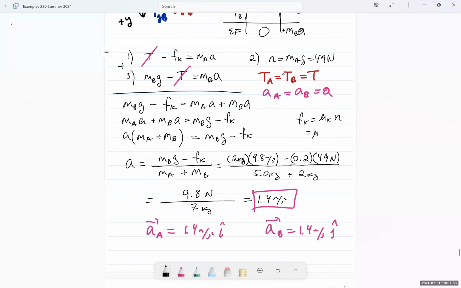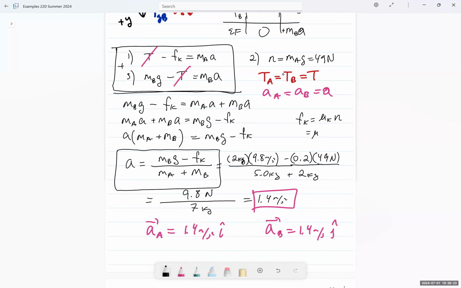Now, for the next part, remember I added a secondary part. I asked you also to give me the tension. Once you get to this part and have an expression for acceleration, you can see that in this expression we eliminated tension. When we added 1 and 3 together, I eliminated tension and have an expression that is independent of tension. All I needed was the mass of A and mass of B, and I needed the mass to find the kinetic friction and the normal force. So given MA and MB, I could calculate acceleration.